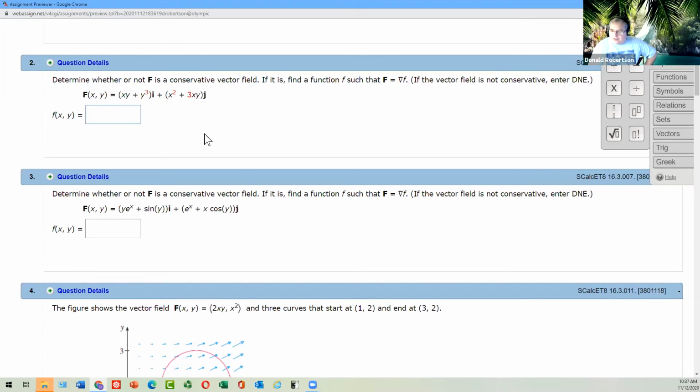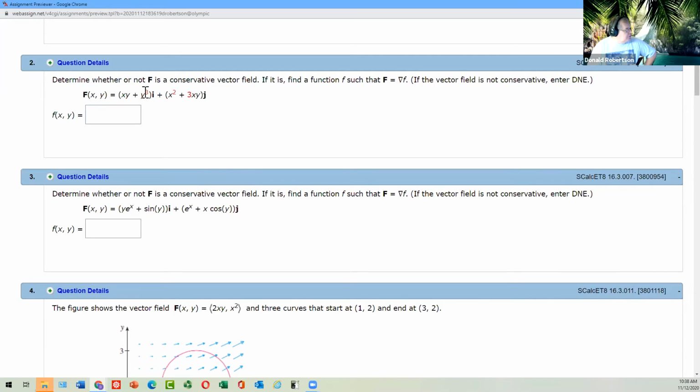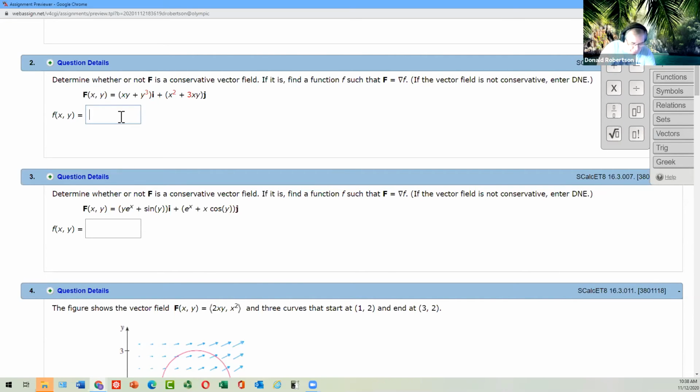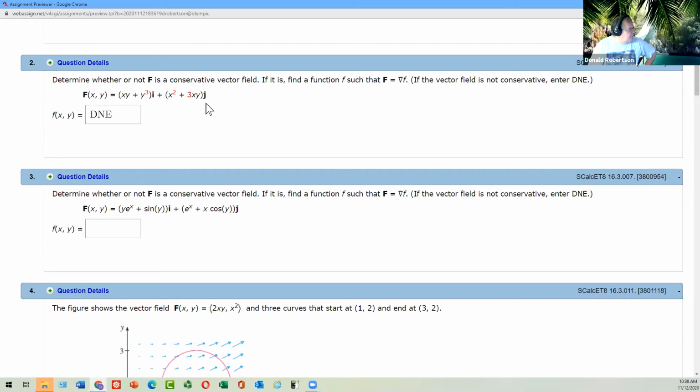Check if it's a conservative field. I think that's pretty obvious. Good. Don't you differentiate that with respect to y and differentiate this fella with respect to x? And if it is, you can then find the potential function f. And if it's not, then you are meant to write in capitals DNE. Can anybody tell me, is this particular one a conservative field or not? No, it isn't. Right, correct. The derivatives are not equal to each other. Obviously, one is not the same as the other.